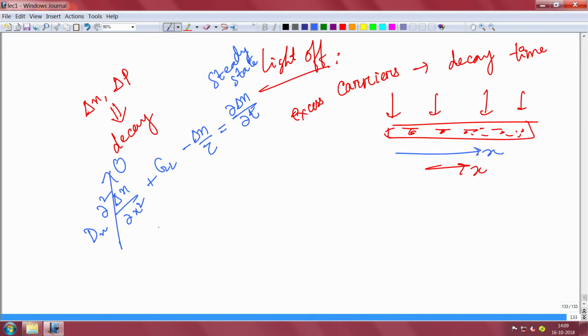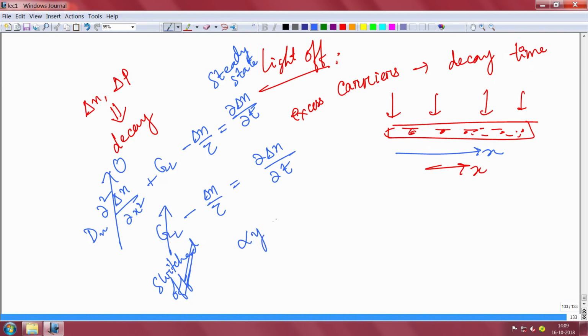So essentially what happens is that you have gL minus delta n by tau equal to d delta n by dt. But gL will be 0 now. Why? Because you have switched off the light, so the optical generation goes to 0. So essentially it is like some constant times y equal to dy by dx. You can find the solution with the appropriate boundary condition that at t equal to 0, delta n was tau times gL.